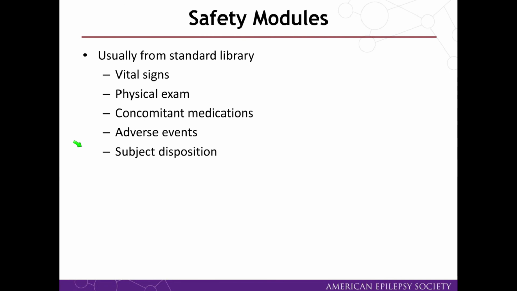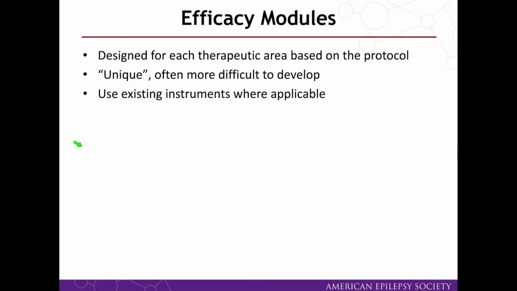Safety modules generally come from a standard set of information, for example, vital signs or physical exam findings, a list of concomitant medications, collection information for adverse events, and what happens to the patient at the end of the study in terms of outcome. Efficacy modules are a little less standardized because they're developed based on the aims of your particular research project. And so these are sometimes more difficult to develop, and you may have a range of different instruments that you can choose from.